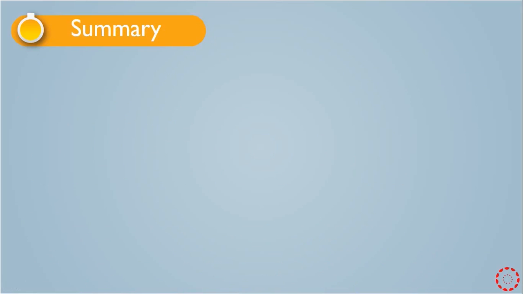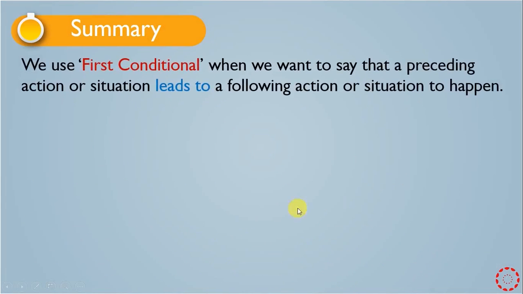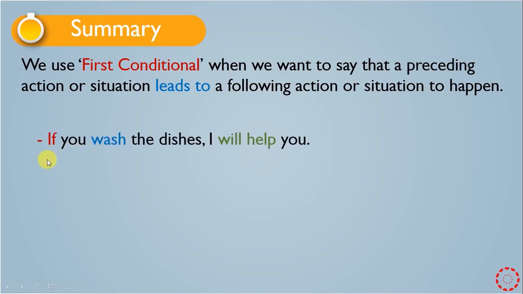The summary, what we have learned today: we use the first conditional when we want to say that a preceding action or situation leads to a following action or situation. We have an example here. If you wash the dishes, this is the present simple tense, I will help you. This is the future simple. I mean, if is followed by two sentences, the first one should be present simple and the second one should be future simple. And also we said we can change the position of the sentences, as we see in the second example. I will help you if you wash the dishes.